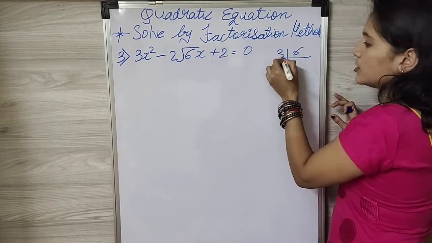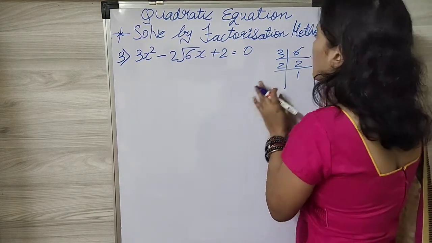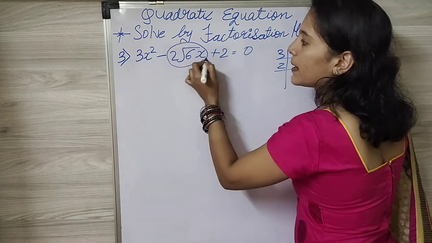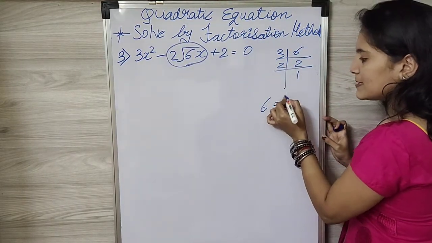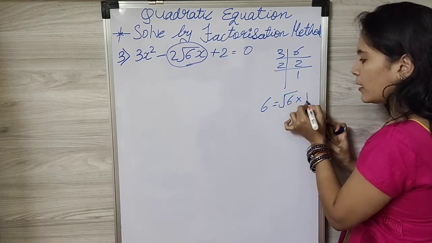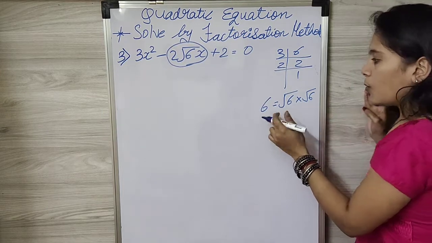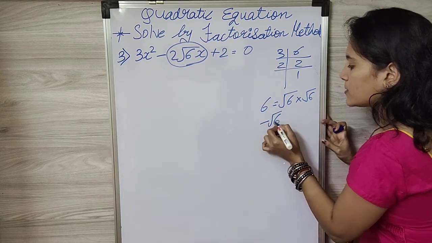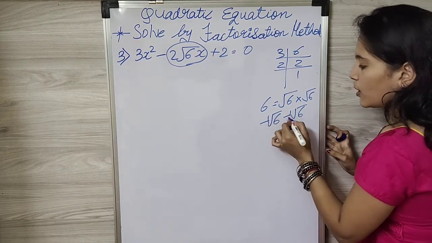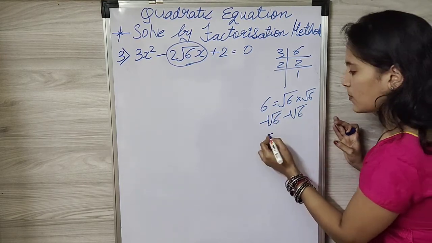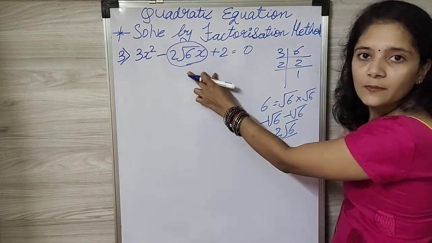So 3 2s are 6, 2 1s are 2. Very simple. Now I want the middle term by adding or multiplying these numbers. So what is 6? That is under root 6 into under root 6, that is the whole number 6. Now if I write under root 6 minus under root 6, this will become 1 and 1. 1 minus 1 becomes minus 2 under root 6. See, I got the middle term, right?